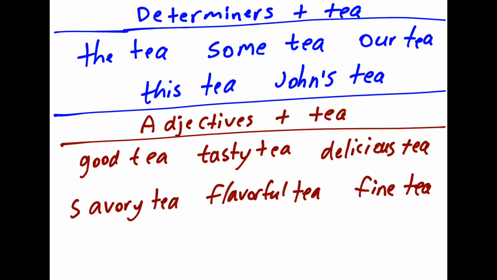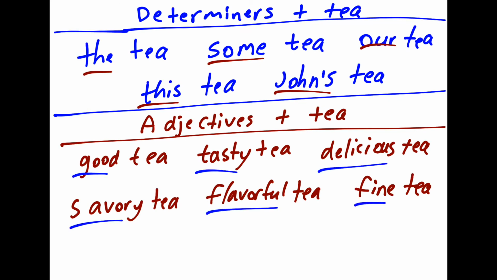So one last distinction to make. The, some, our, this, and John's tell you which specific tea, or how many, or how much tea. And good, tasty, delicious, savory, flavorful, and fine describe or give you qualities about the tea or characteristics of the tea. Determiners versus adjectives. And determiners are a subcategory of adjectives.